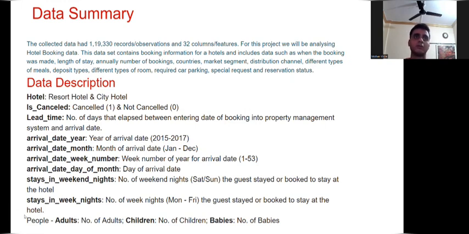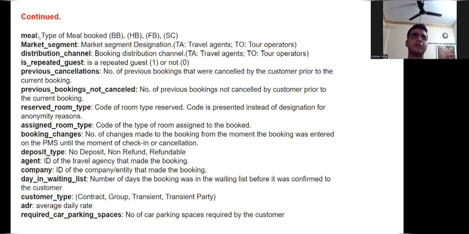Okay, the people are divided into three columns. First one is adults, which contains the number of adults, children, which contains the number of children, and babies, same as that. Then there are meals. Meals has four types. Market segment, distribution channel, is repeated guest. These are some of the important features. Previous cancellations are also important features. We also have deposit type. There are three deposit types: no deposit, non-refund, and refundable.